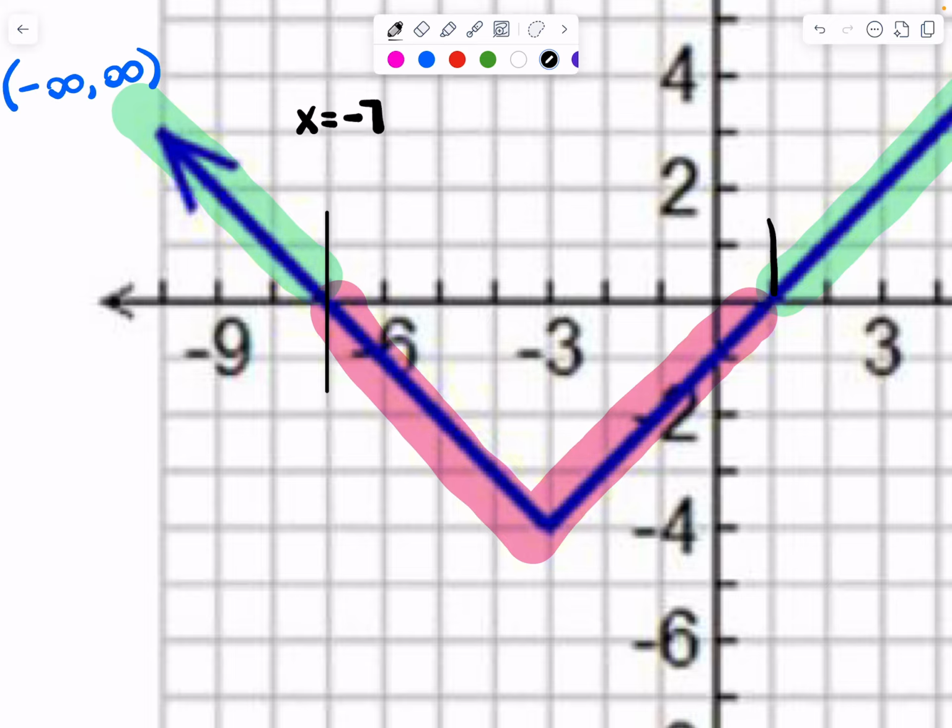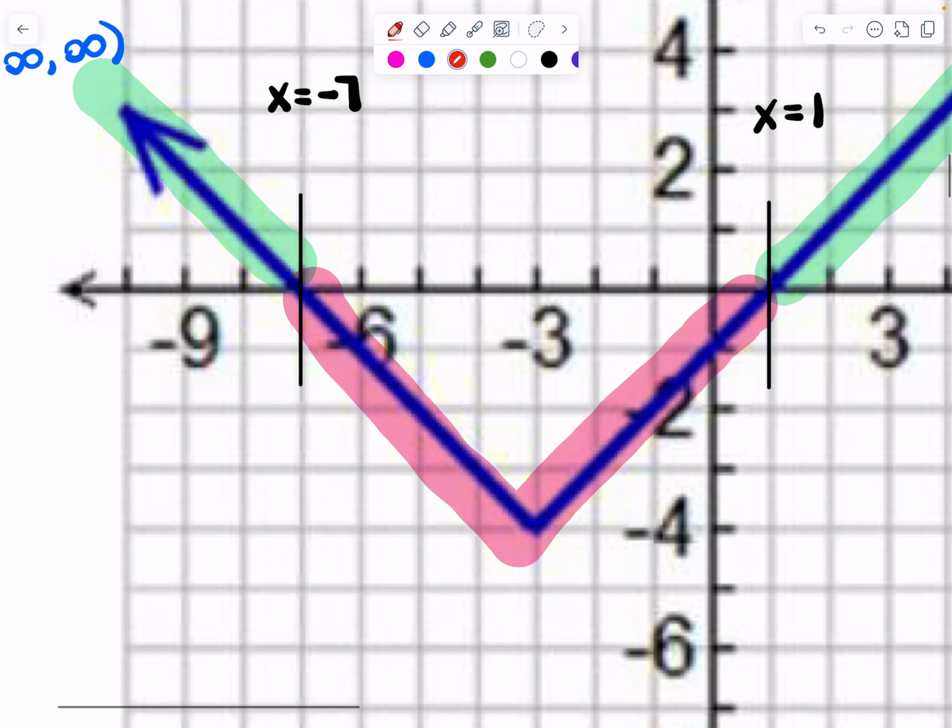This one here is where x is equal to +1. Okay, now I'm going to pick up the color red and hope that it shows the way that I want it to. Okay, in between here, I have some x values, but these x values are between -7 and 1.